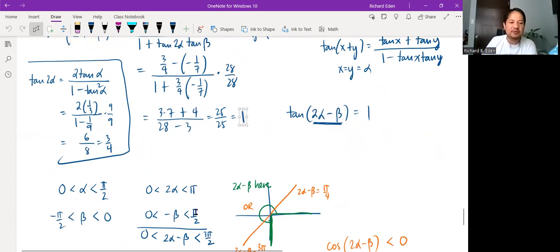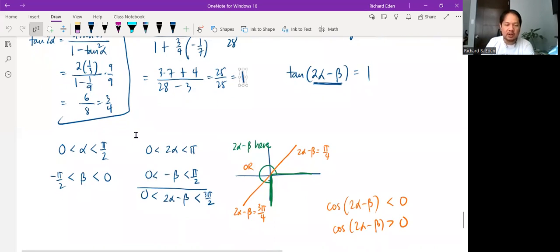Alpha is in quadrant 1, so between 0 and pi over 2. Beta is in quadrant 4, as we deduced. So it's from negative pi over 2 going to 0. So therefore, 2 alpha is between 0 to pi. Negative beta is between 0 and pi over 2. And then consequently, when you add the corresponding parts, 2 alpha minus beta is in the first quadrant.